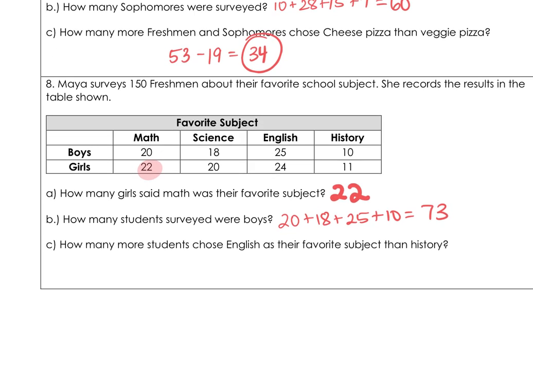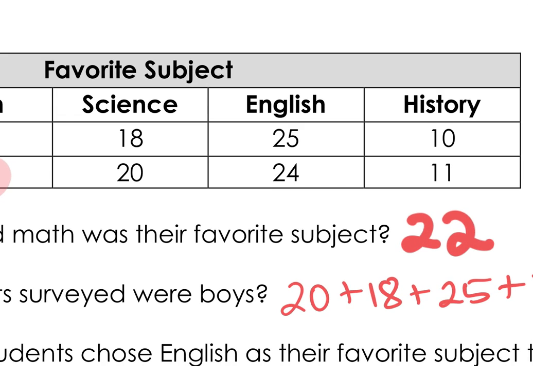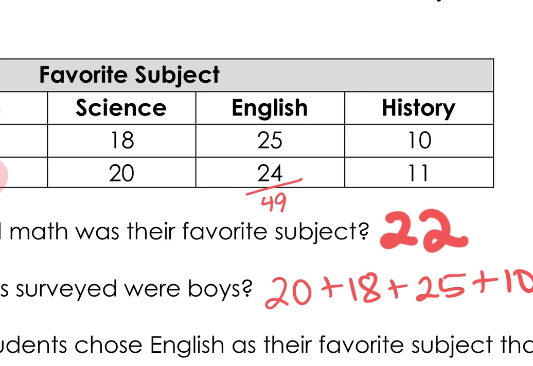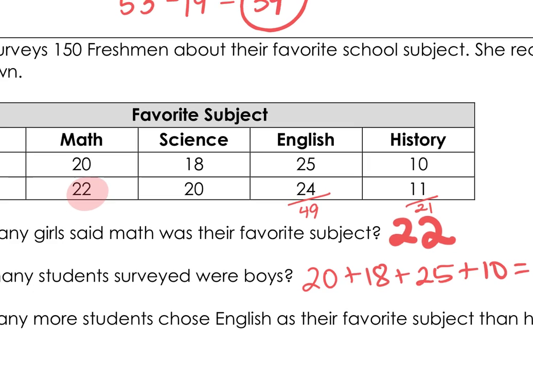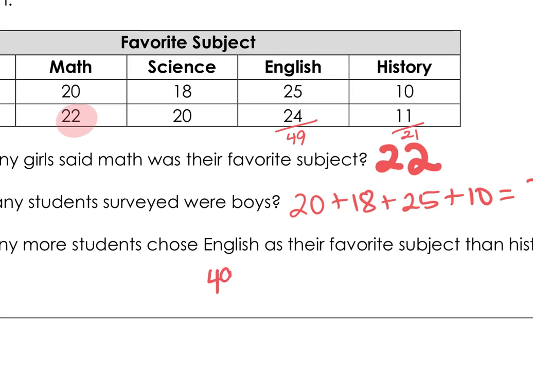And then last but not least, letter C, how many more students chose English as their favorite subject than history? So again, very similar to the last one. Well, we need to figure out how many picked English. Anybody? 49. And then how many picked history? 21. So now we need to find the difference of that. 49 minus 21. 28. Easy, right? Very good. Bless you.